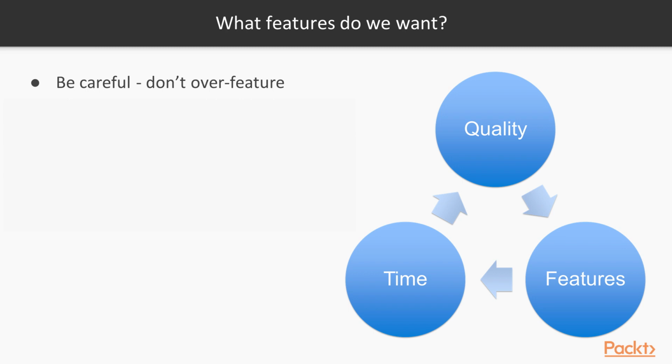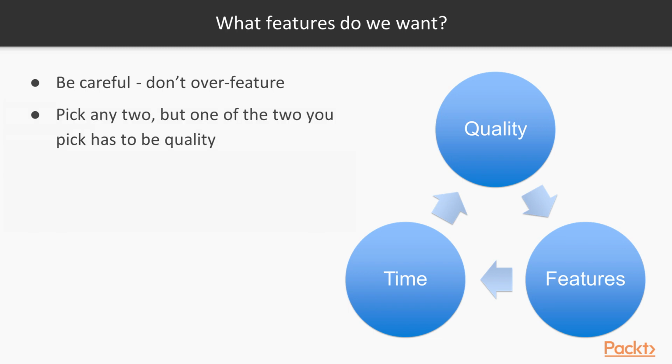Traditionally in software development, we've had a software development triangle that says time, features, and money, pick any two. I have modified this a little bit. I call this Brandon's software development triangle. I've taken money out of the equation because in some ways money and time are interchangeable. What I say is time, quality, and features. Pick any two, but one of the two that you pick has to be quality.